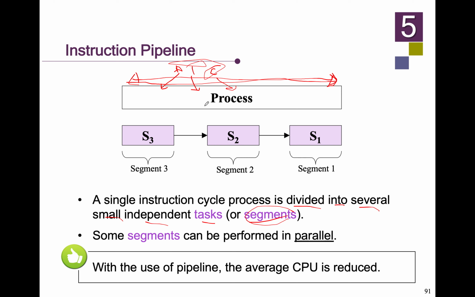This is just an example. Okay, some segments can be performed in parallel. You can perform this with this in parallel, but maybe the conclusion you cannot do in parallel. So it depends on the segment also. You can do abstract with the introduction, and maybe introduction with conclusions. With the use of pipeline, the average CPU time is reduced. You're going to improve your performance, of course, because you're going to do it in parallel. Time also can be reduced.